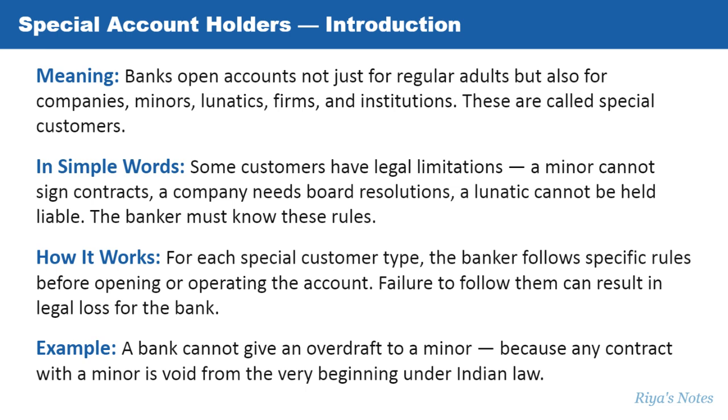How it works. For each special customer type, the banker follows specific rules before opening or operating the account. Failure to follow them can result in legal loss for the bank. Example: a bank cannot give an overdraft to a minor because any contract with a minor is void from the very beginning under Indian law.